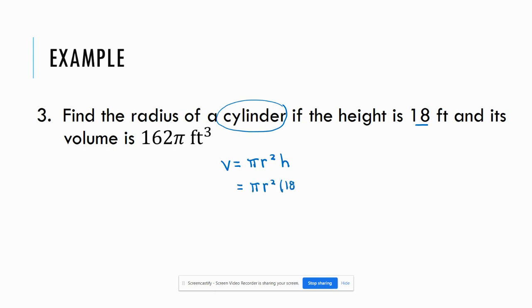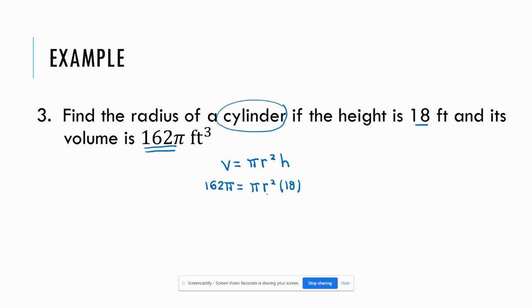So I get to plug 18 in for H. 162 pi, and don't forget pi is a part of that number, that's representing volume. So 162 pi is going to go in for V. And now our goal is to solve for R because I'm asking for us to find the radius.